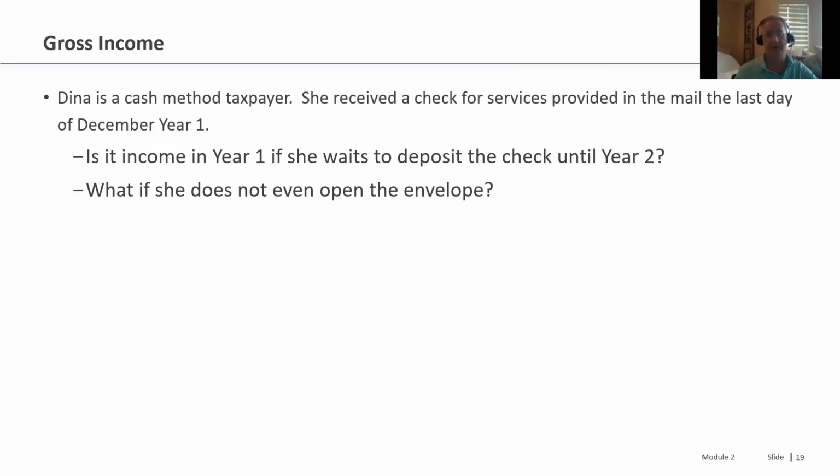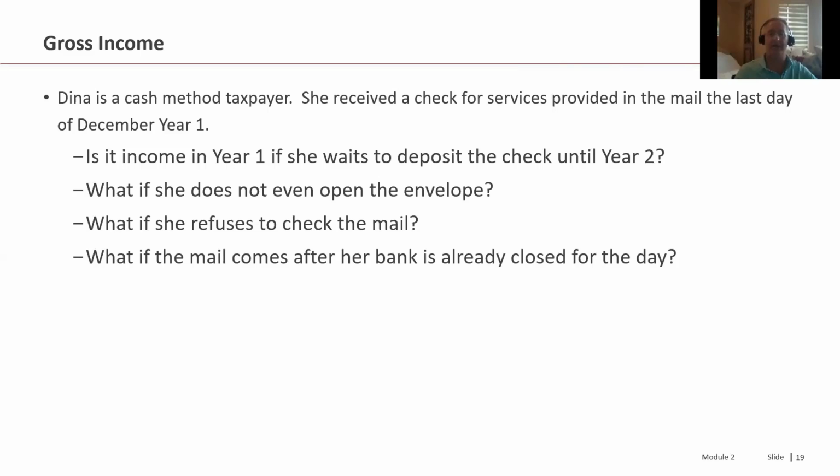What if she doesn't even open the envelope? Not relevant. In fact, it doesn't even matter if she doesn't know there's a check in that envelope. She's in control of that envelope, so that's constructive receipt to her. What if she refuses to check the mail because she doesn't want to include any of the income she receives at the end of the year? Same problem. Under the constructive receipt rule, you simply can't turn your back on the income. You just can't do it.